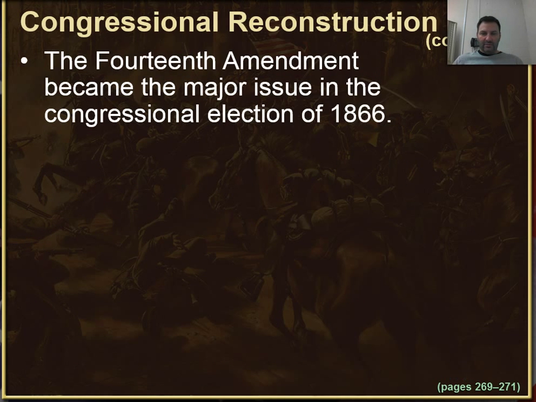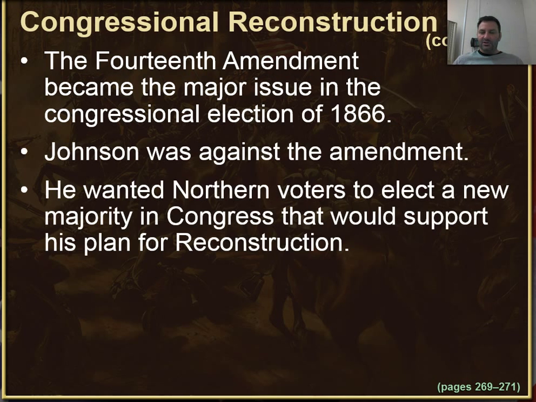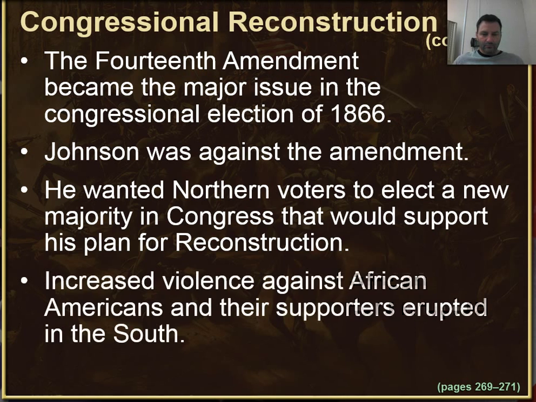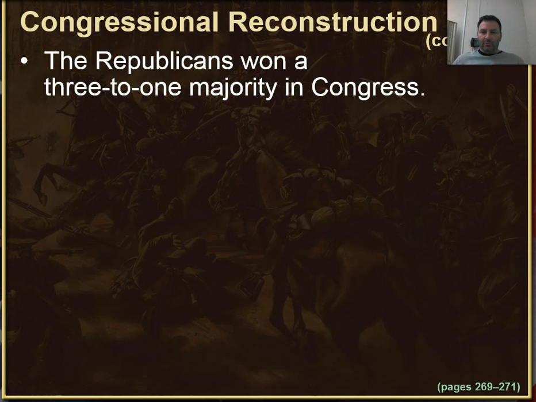The 14th Amendment became the major issue in the congressional election of 1866. Johnson was against the amendment. He wanted Northern voters to elect a new majority in Congress that would support his plan for Reconstruction. Increased violence against African Americans and their supporters erupted in the South due to some of this stuff going on. The Republicans won a 3-1 majority in Congress.